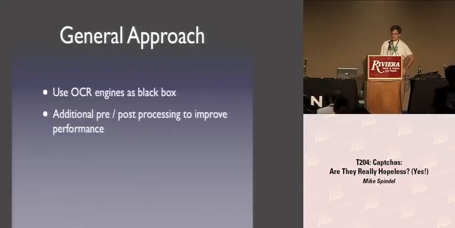Essentially, our approach is just going to be to use these OCR engines as a black box. All we really care about is pre-processing the images to make them as suitable as possible for the OCR, and then post-processing the output of the OCR to make sure that we have a sensible solution. For example, a lot of CAPTCHAs are just going to be all lowercase characters or only numbers or something like that.